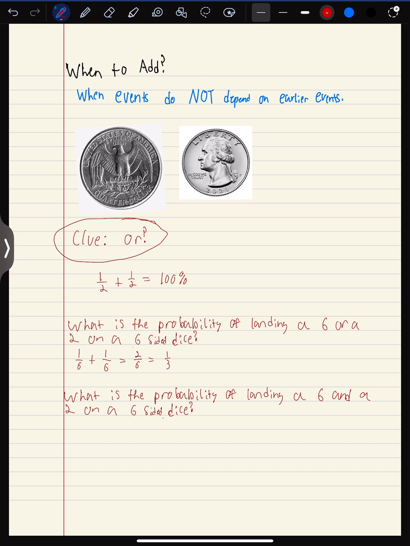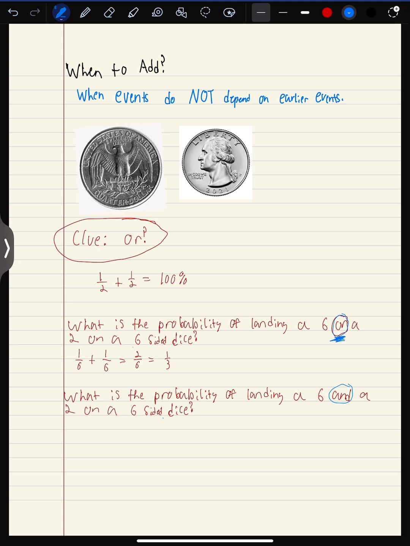What is the probability of landing a 6 and a 2 on a 6-sided dice? Now, I threw this in because I wanted to distinguish between or here, let me change the color, or here, and and here. Because I said or here, my probability goes up.